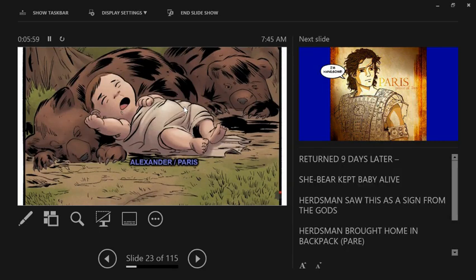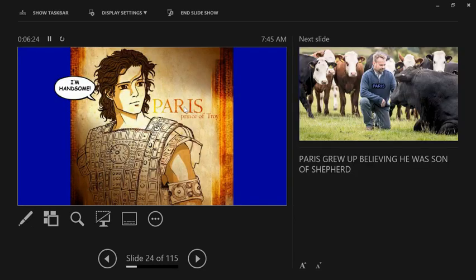He comes back nine days later, and the baby is still alive, with a she-bear, a mama bear. The mama bear has been keeping it alive. And the herdsman saw this as a sign from the gods. And so the herdsman brought the baby home in his backpack, which is called a pera. So he names the baby Paris.